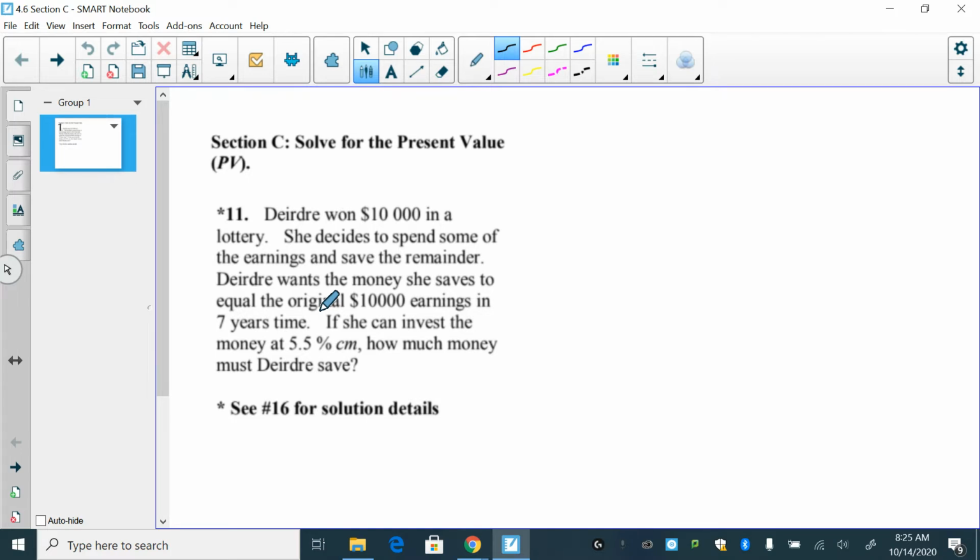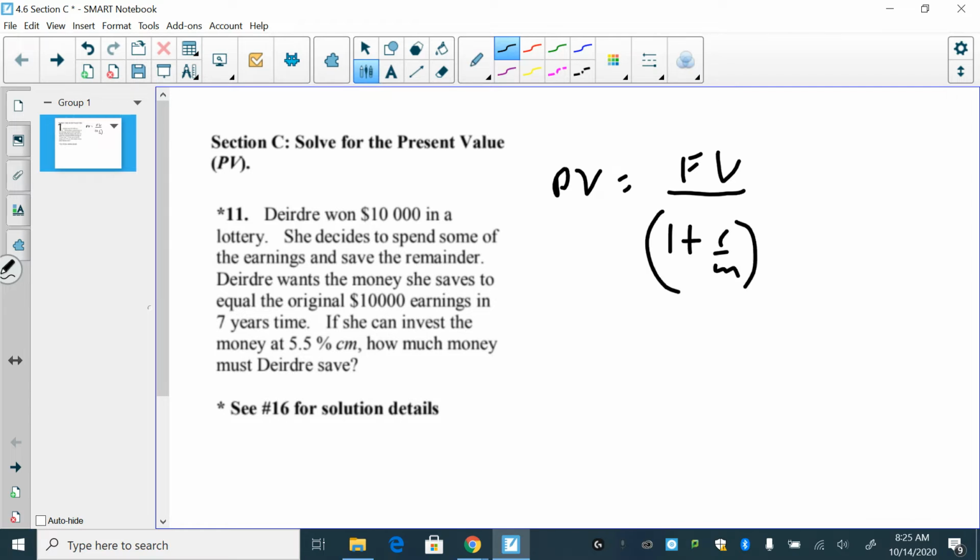We're talking about present value. So remember from the formula package, present value equals the future value divided by 1 plus r over m, all to the exponent of tm. Okay, so we want it to be $10,000 in the future. So we want in 7 years for it to be back up to $10,000.